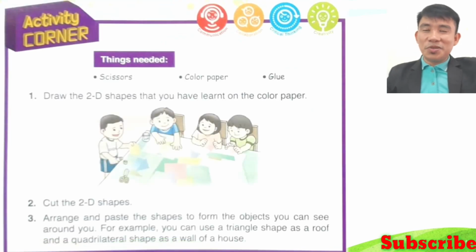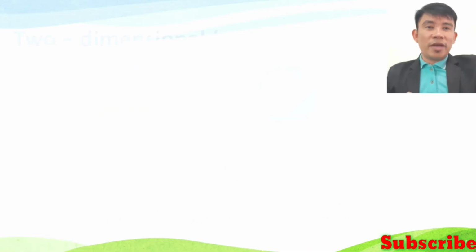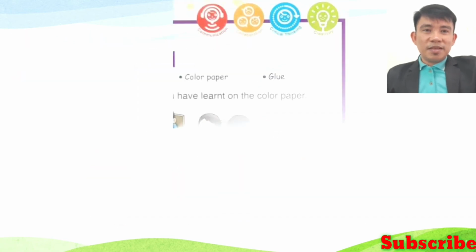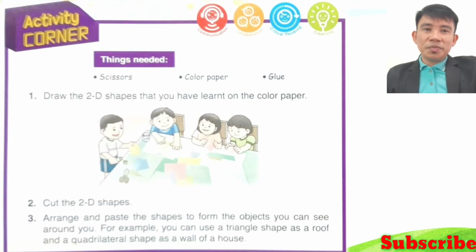Okay, now you have something to do in here. You can take a photo or a video of how you did this one, but before that you must have scissors, a color paper, and a glue. So what you need to do, first draw the 2D shapes, because you already know the 2D shapes, the triangle, square, and circle, and oval, and ellipse. Then after that, number 2, you cut the 2D shapes, whatever 2D shapes you would like to use.